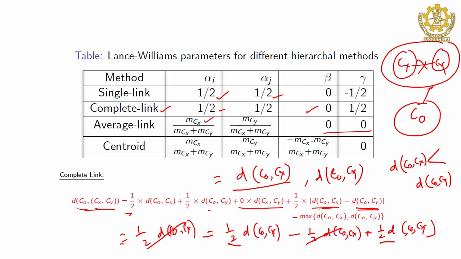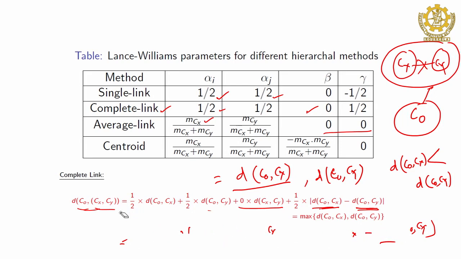Okay. So, then what is the condition? The distance C0Cy is greater than the distance C0Cx. So, then what we can write is, the distance from C0 to Cx is nothing but the maximum of these two distances. So, that is what we know for the complete linkage. Similarly, we can try for the single linkage. Single we have already explained here.